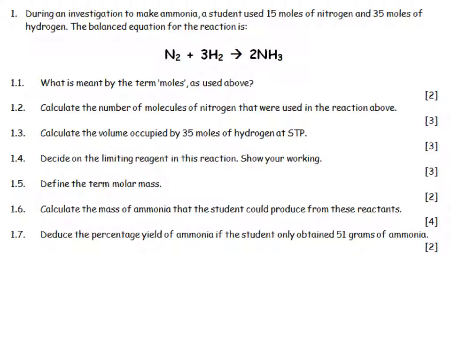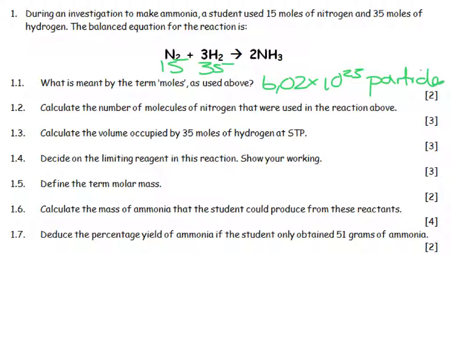During an investigation to make ammonia, a student uses 15 moles of nitrogen and 35 moles of hydrogen. So we've been given the number of moles, which is fairly convenient, so it's 15 and 35. What is meant by the term moles as used above? Moles means, or 1 mole contains, 6,02 times 10 to the 23 particles.